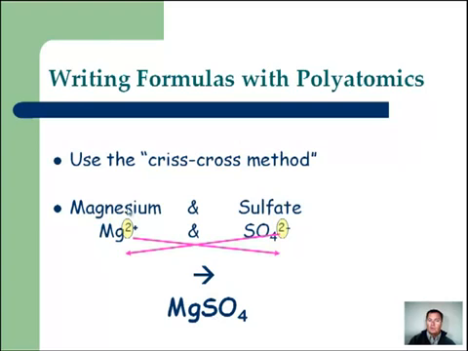Why not? Well, they both have a 2, and just like with binaries, if the charges are equal, we just ignore them, because we want the lowest ratio, what we call the empirical formula. So both 2s cancel each other out, and we just write MgSO4. Pretty simple. Okay, here is the one catch though.